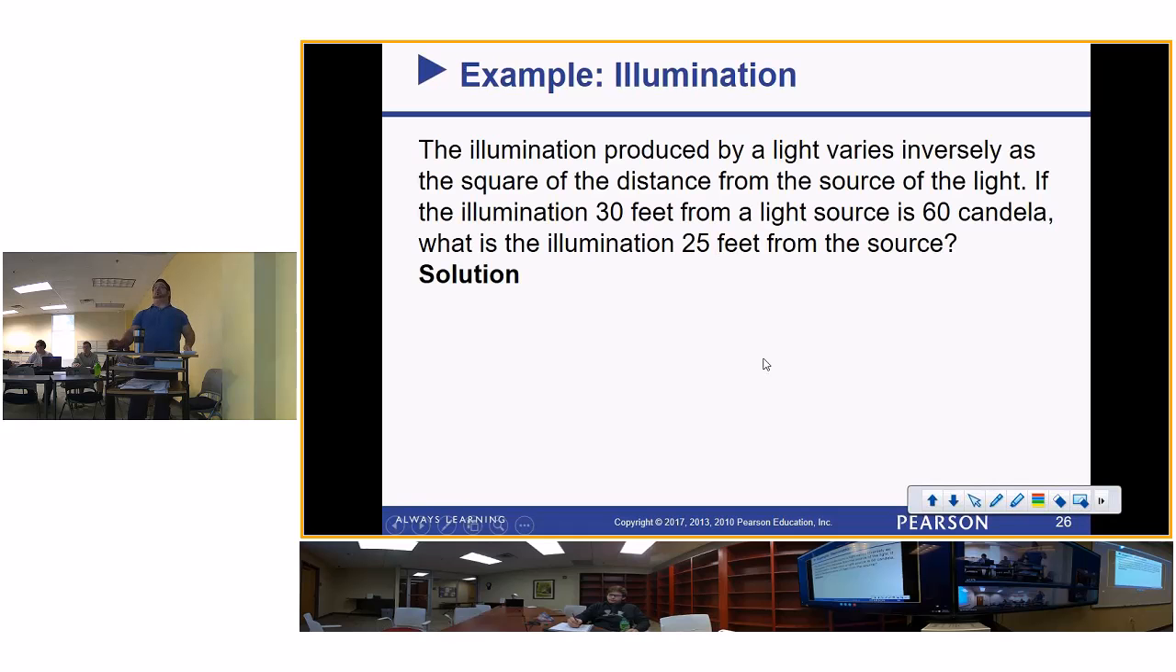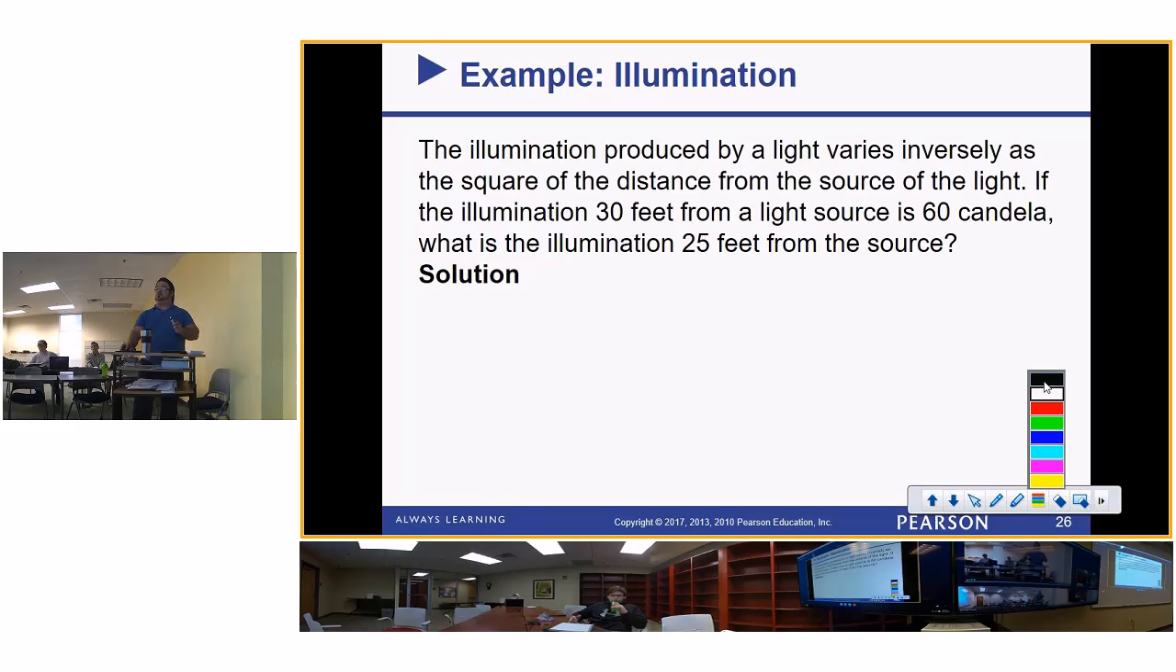Okay, here we go. The illumination produced by light varies inversely. Okay, illumination by the light. You want to call that I, little I if you want to, is equal to k over d to the second power. Is it to the second power? Let's see. Square, yes. So that's not the square root. Does it say square root or square? Square. Okay, so do not confuse that with square root.